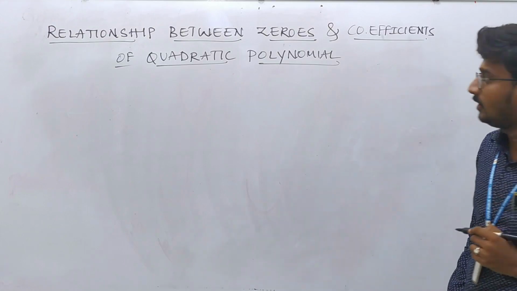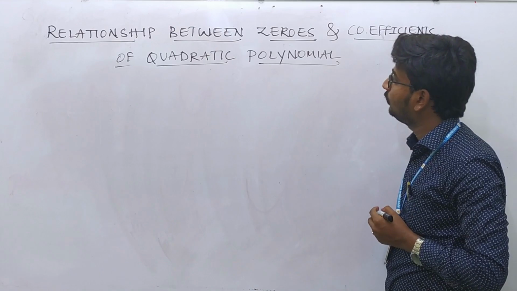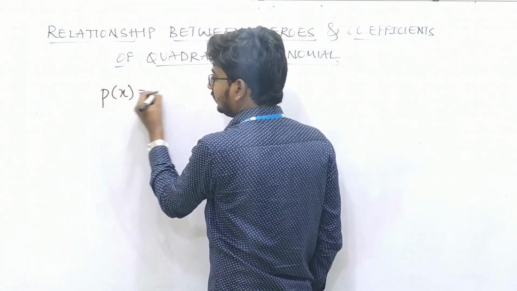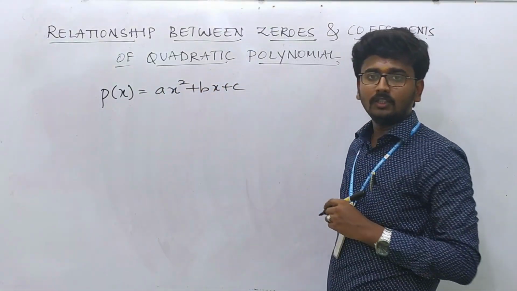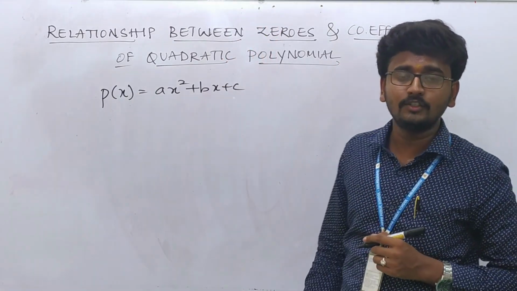Okay, the next concept of your second exercise: finding the relationship between zeros and coefficients of a quadratic polynomial. How do you define a quadratic polynomial? P of x is equal to ax square plus bx plus c. For this particular quadratic polynomial, I have to find the relationship between zeros.